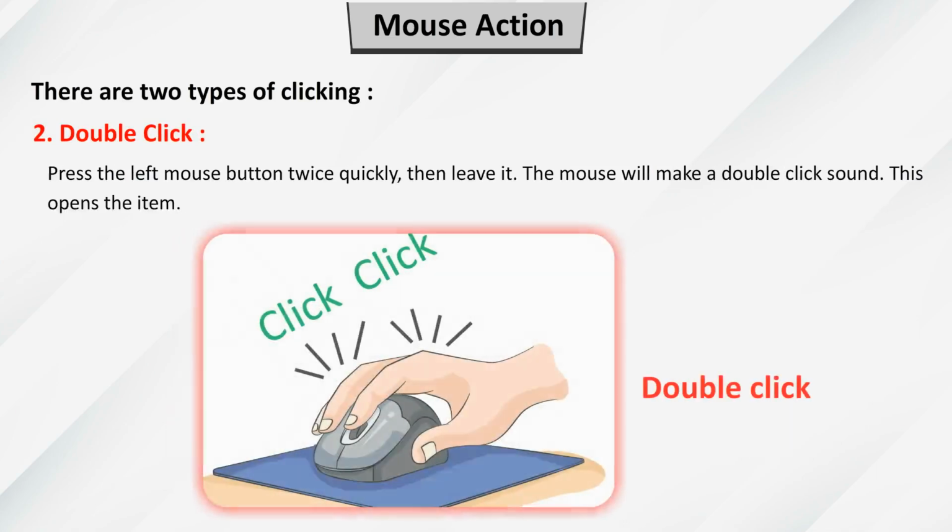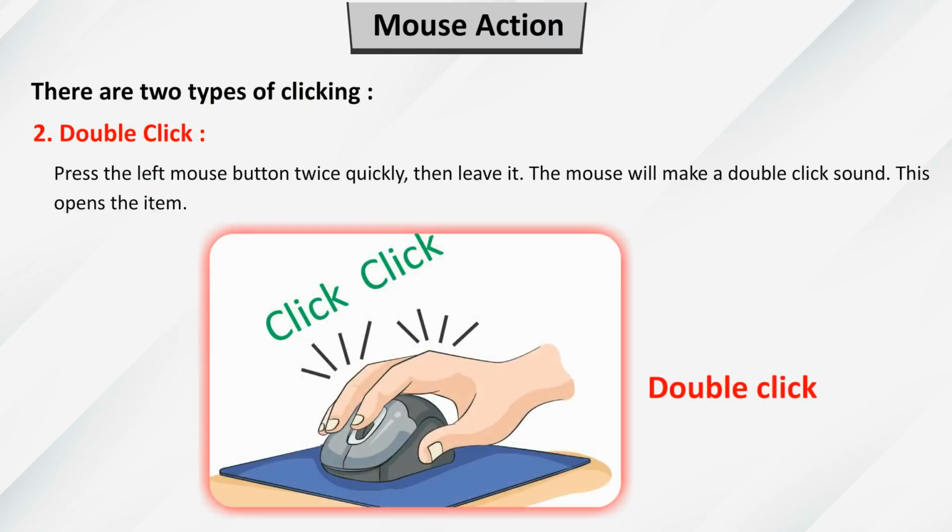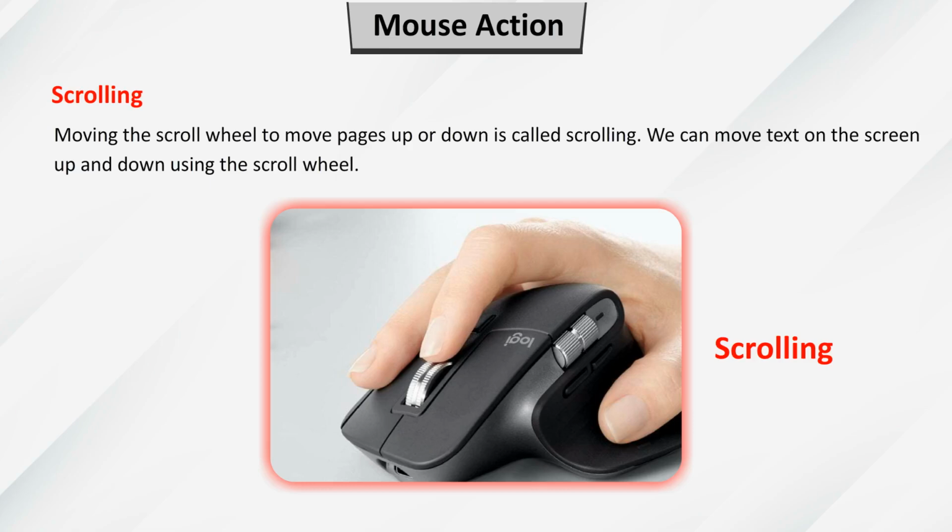2. Double click. Press the left mouse button twice quickly, then leave it. The mouse will make a double click sound. This opens the item. Scrolling. Moving the scroll wheel to move pages up or down is called scrolling. We can move text on the screen up and down using the scroll wheel.